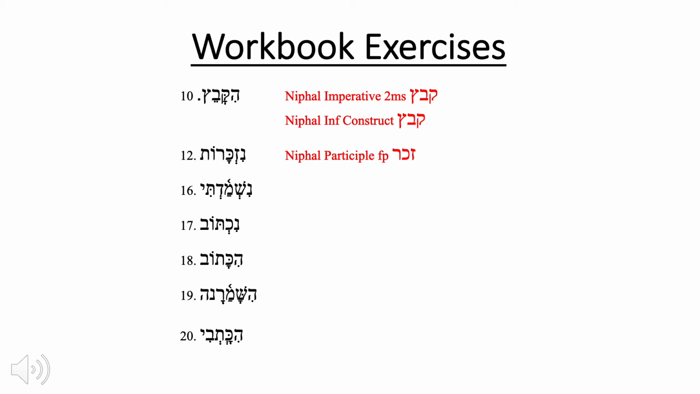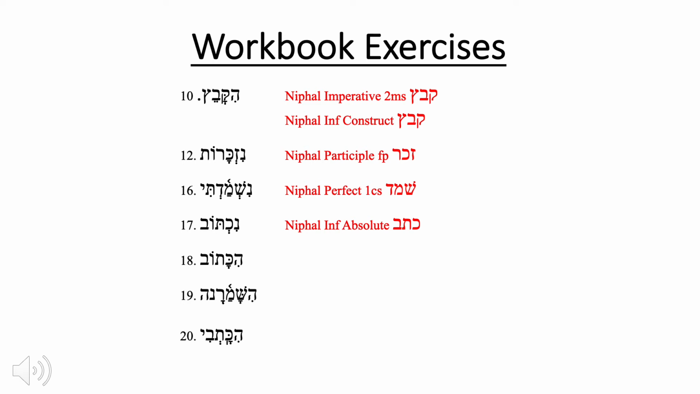What about number 16? Number 16 is, once again, your boring nifal perfect, this time a 1cs with the tav at the end. What about number 17? Number 17 has a holem vav in between the second and third consonants of our root, so we know that we're dealing with a nifal infinitive absolute. There's nothing else going on in this verb, so again, that confirms the fact that this is an absolute.